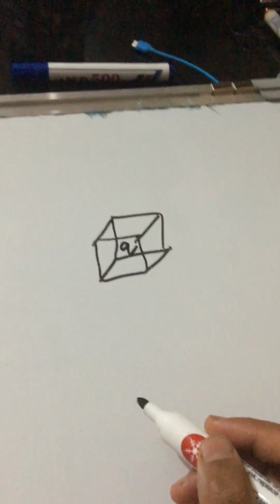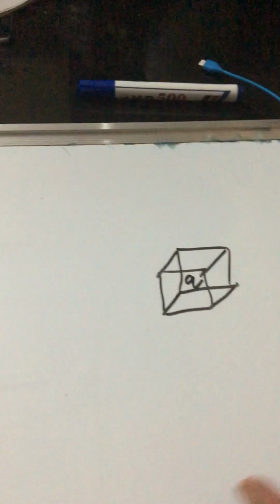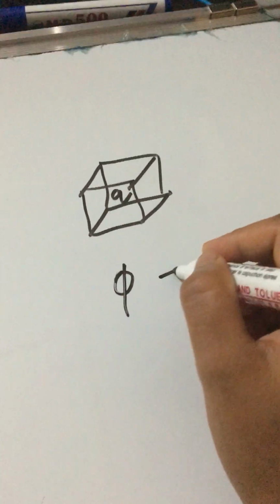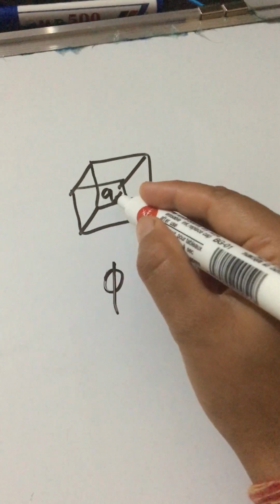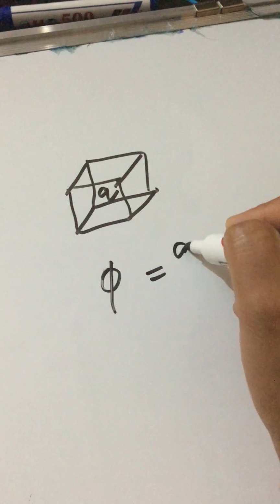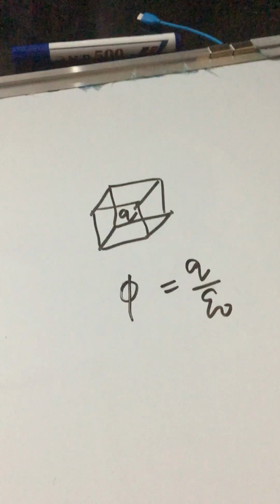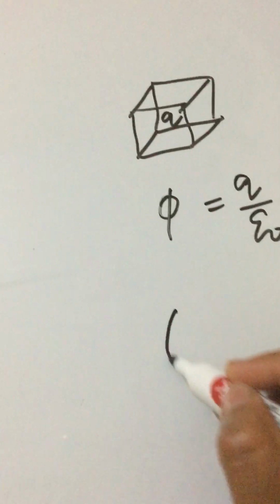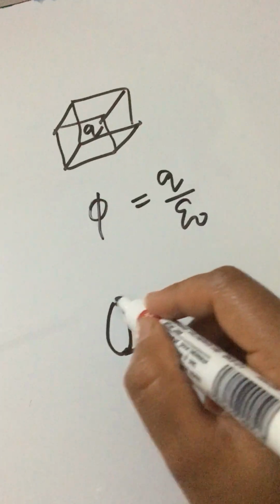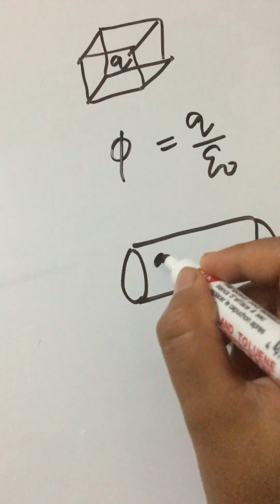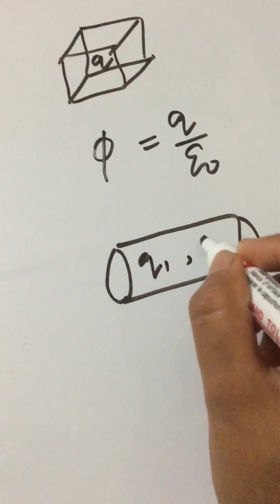Now, no information about the electric field and area has been given so far. Then what would be the flux? If the charge enclosed is given, what is the flux? So easy, yes or no? Similarly, suppose here is a cylinder, and inside the cylinder, let's say there are two charges, q1 and q2.